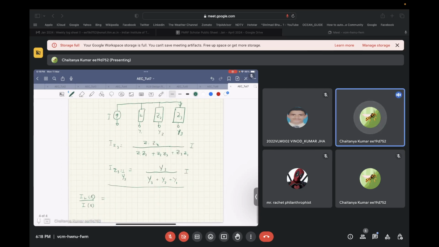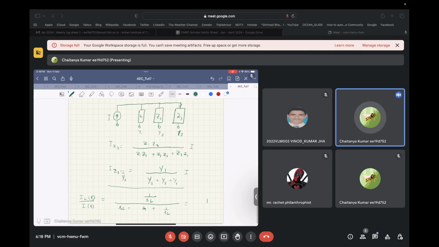Okay, so if we write down the transfer function, we have 1 over sL divided by sC plus G plus 1 over sL. That gives us the final transfer function as 1 over s²LC plus sGL plus 1.